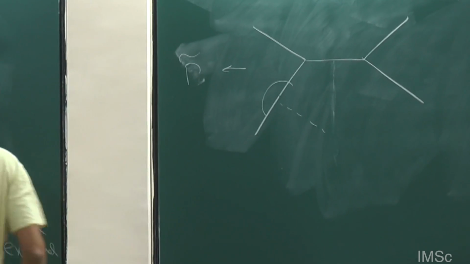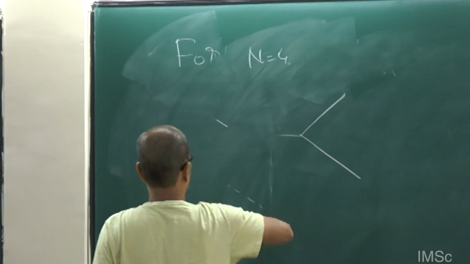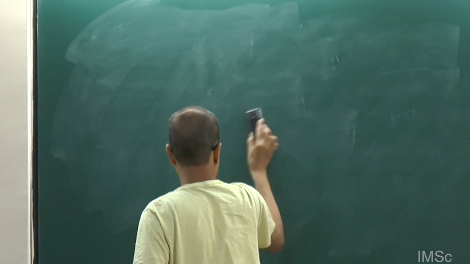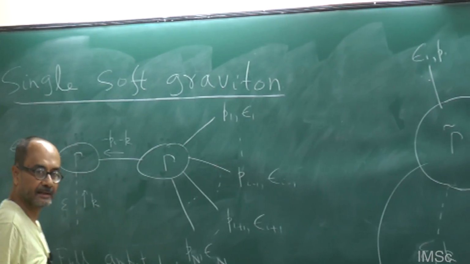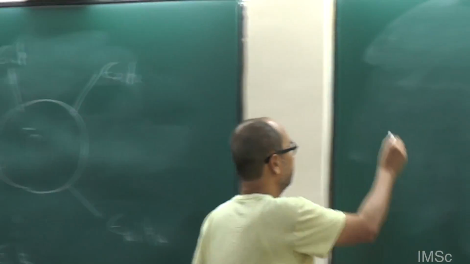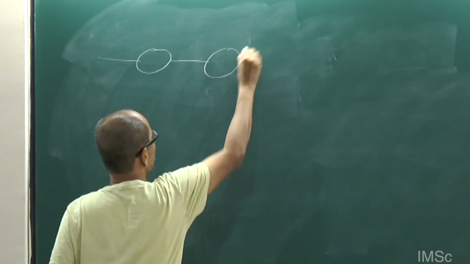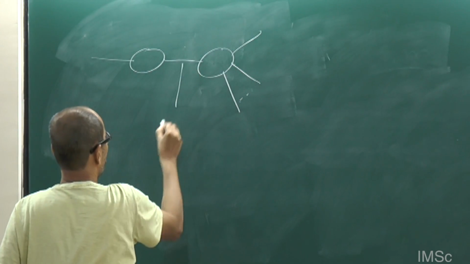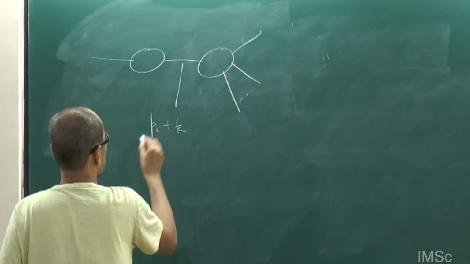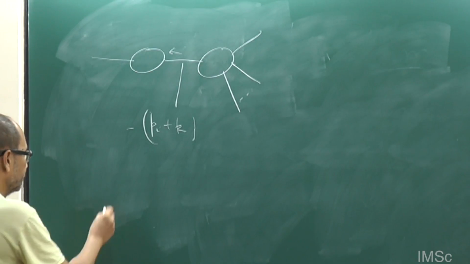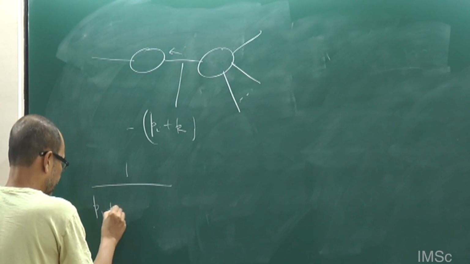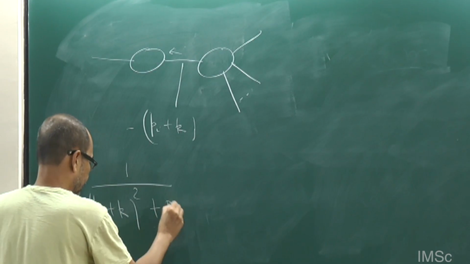So let's see the difference between the contribution from these two diagrams. In the first diagram, let's look at this propagator. This one carries momentum p_i plus k, or minus p_i plus k if we count it this way. So this has a denominator factor which is 1 over (p_i plus k) square plus m square.